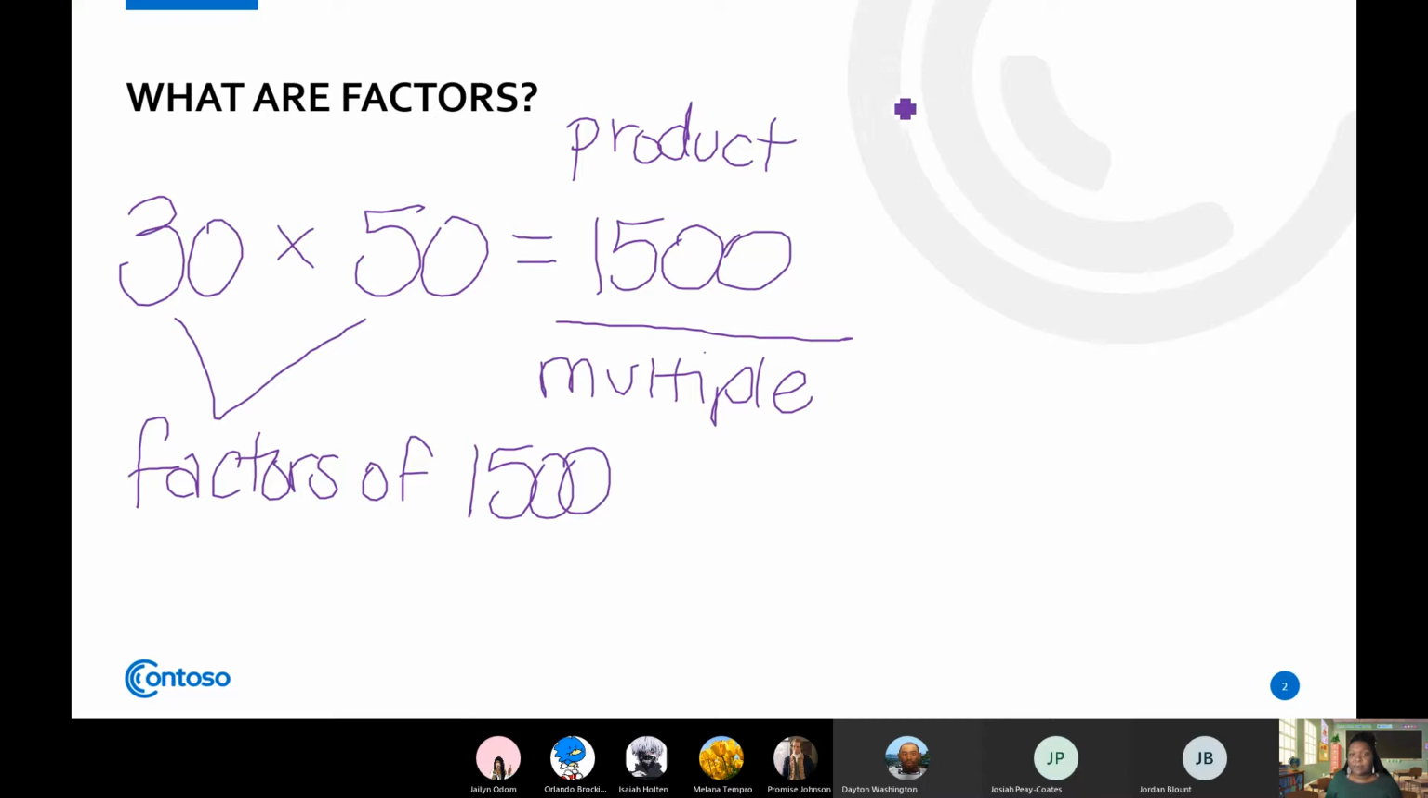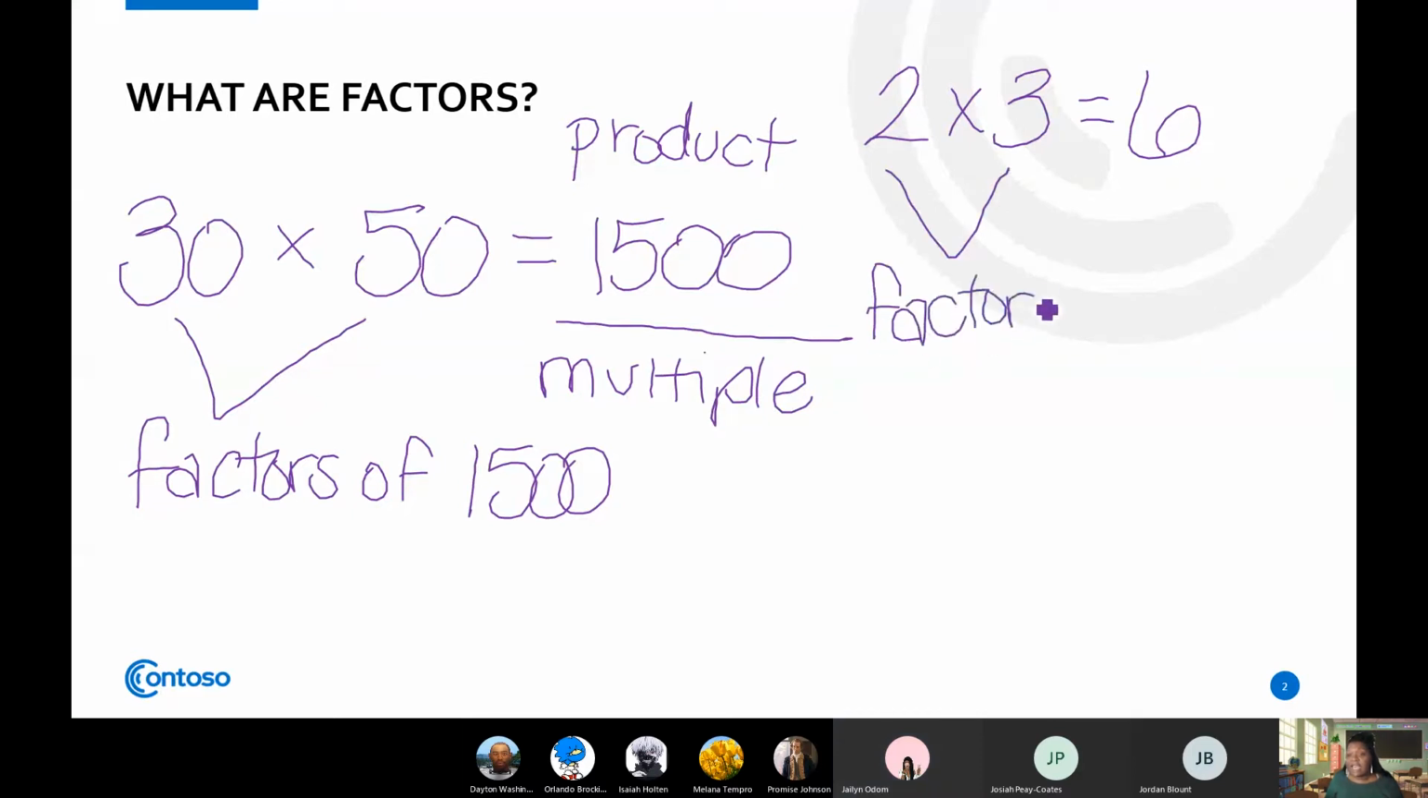Okay? Another example, and someone cut their mic on and tell me, this is an easier one. 2 times 3 equals 6. Someone cut on their mics and tell me, what are the factors here? 2 and 3. Very good. Thank you, Jalen. 2 and 3 are our factors. So that would make 6 a what? Multiple. Very good. Thank you. Let's go ahead and get that in our notes.